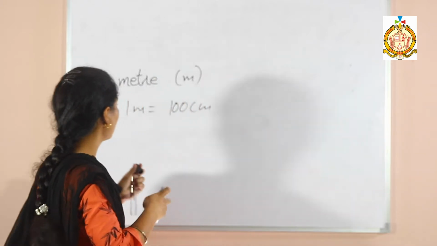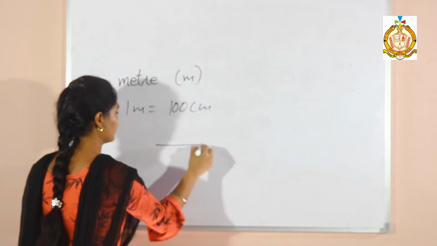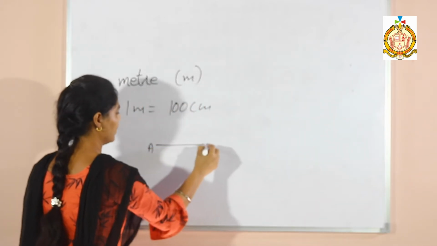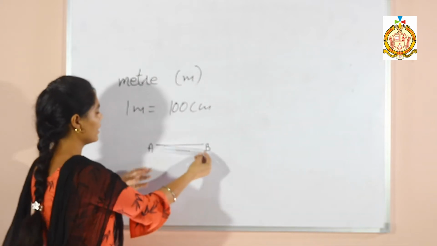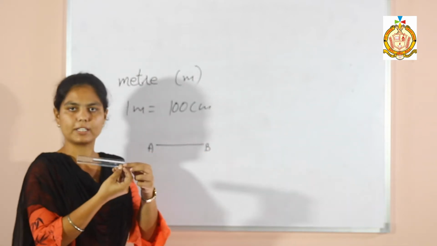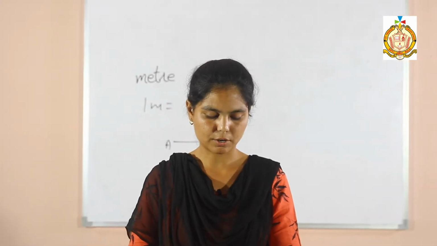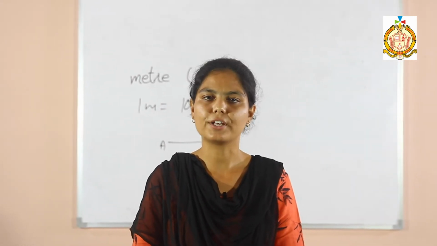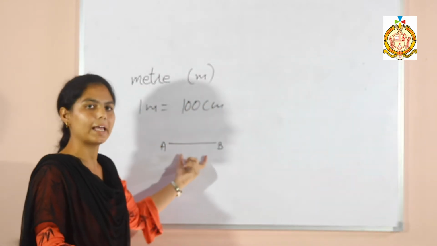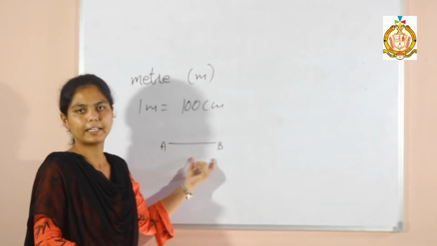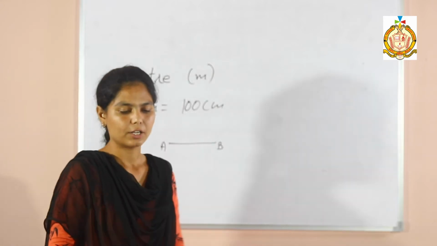Suppose we draw a line here, A to B, and you can measure the length of this line by using this centimeter scale. So today we are going to start our first exercise, exercise 6.1. In this exercise you have to measure the length of some lines. Some lines are given to you and you have to measure the length of these lines and write it in your book.